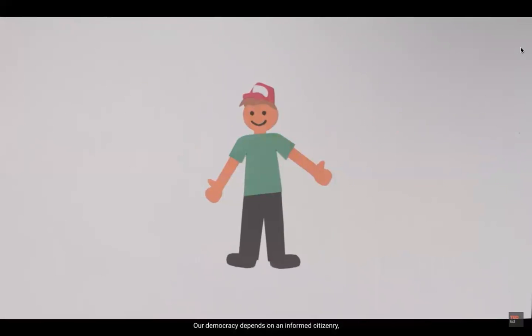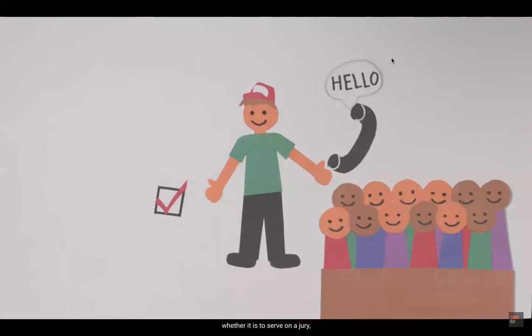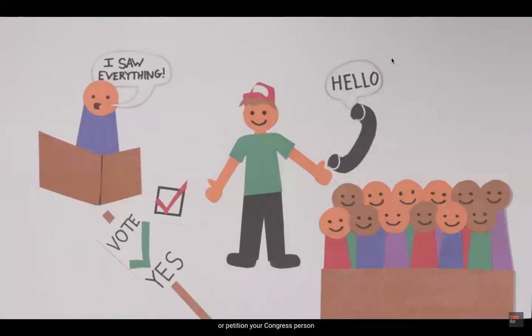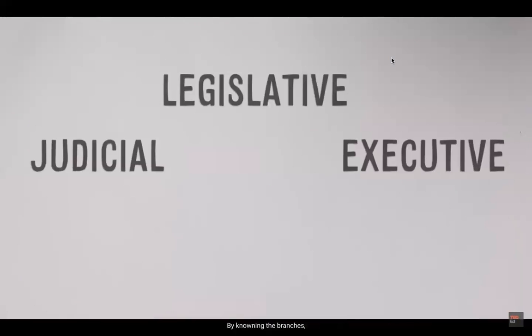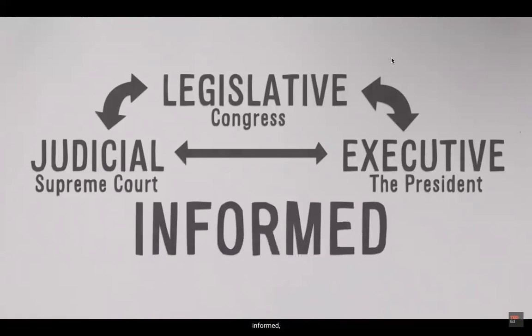Our democracy depends on an informed citizenry, so it is our duty to know how it works and what authority each branch of government has over its citizens. Besides voting, chances are that sometime in your life, you'll be called upon to participate in your government, whether it is to serve on a jury, testify in court, or petition your congressperson to pass or defeat an idea for a law. By knowing the branches, who runs them, and how they work together, you can be involved, informed, and intelligent.